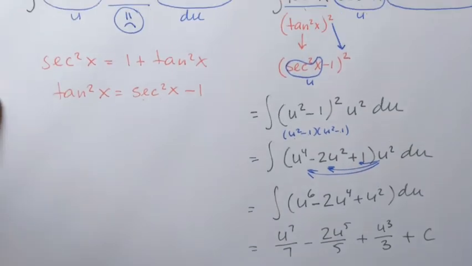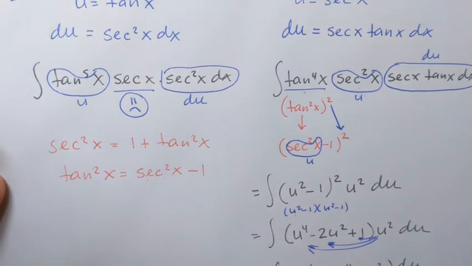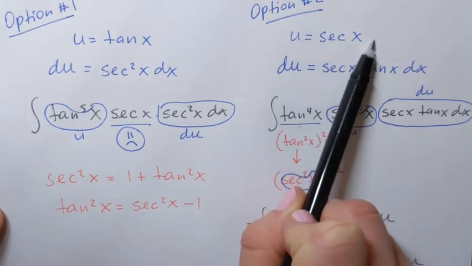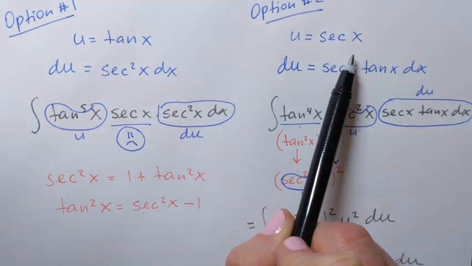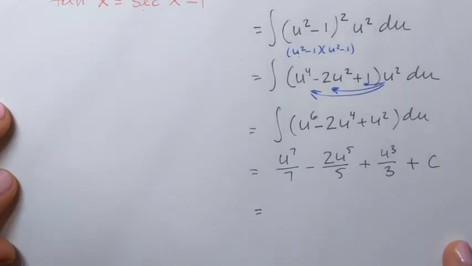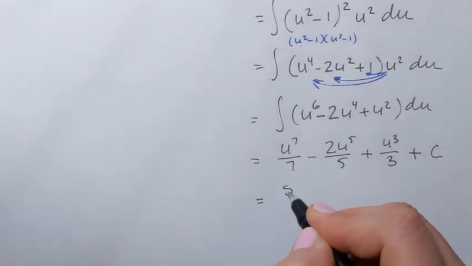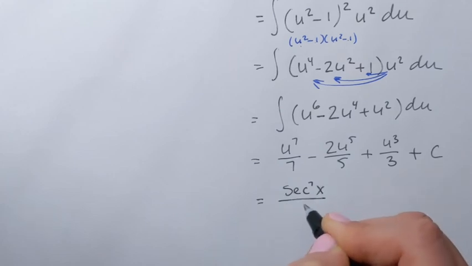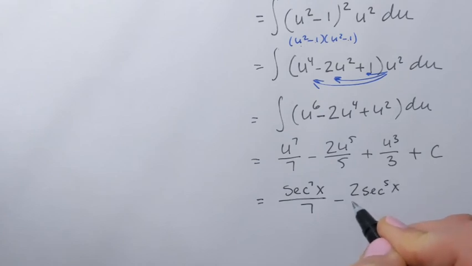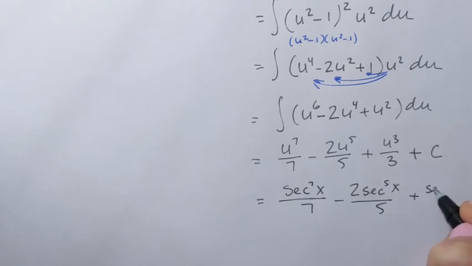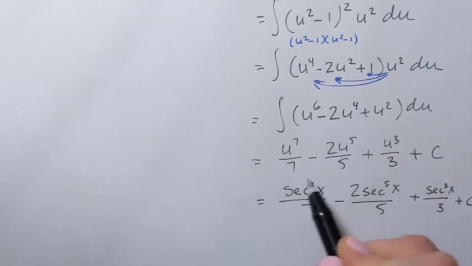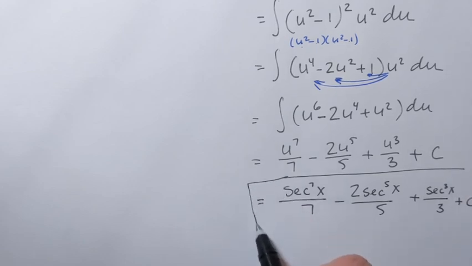Okay, and the last step is to return to the original variable of integration, which is x. We're going to do that by refreshing what kind of substitution we performed and what u equals. Well, u equals secant of x, which means that every u in my answer I will replace with secant. Secant to the 7th power of x over 7 minus 2 secant to the 5th power of x over 5 plus secant cubed of x over 3 plus c. Here it is. That's the answer.